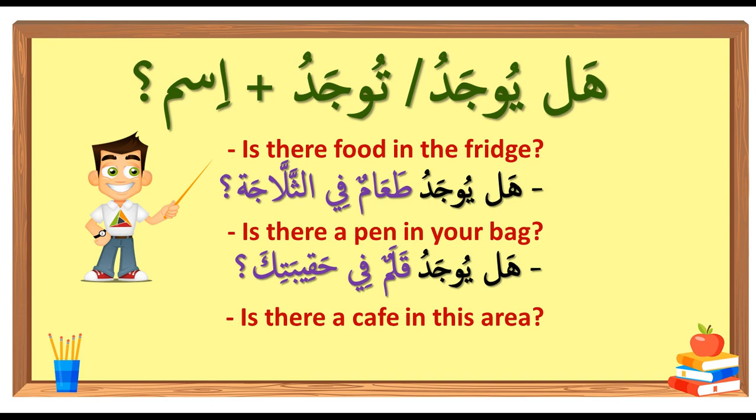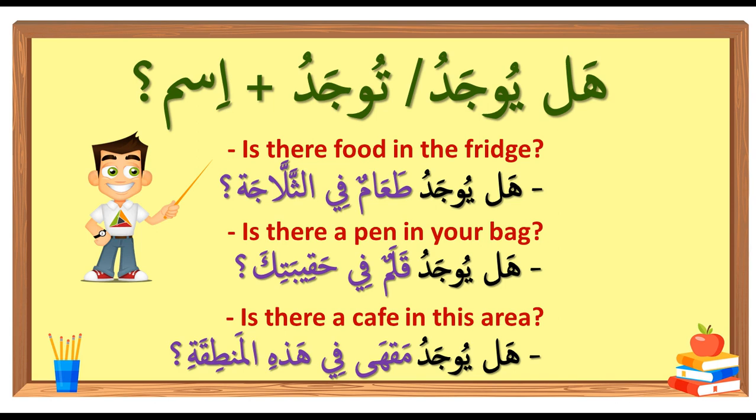Or is there a cafe in this area? هل يوجد. Okay, a cafe. مقهى في هذه المنطقة. هل يوجد مقهى cafe في هذه in this. Okay, المنطقة area. منطقة means area. So هل يوجد مقهى في هذه المنطقة.